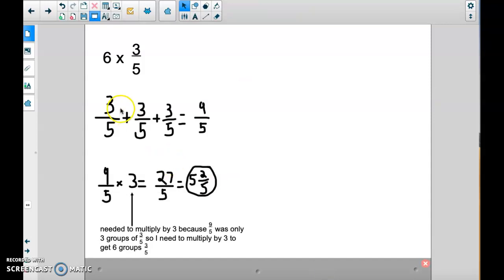So the way that I solved this is I broke it up. I did 3/5 plus 3/5 plus 3/5, and that's 9/5, right? So this 9/5, this is 3 groups of 3/5. So then I took that 9, and I know I needed 3 more groups, right? So I did 9/5 times 3 and got 27/5. And right down here, I said I needed to multiply by 3 because 9/5 was only 3 groups of 3/5, and I need 6 groups. Okay, so I got 27/5 with my answer being 5 2/5. So was I right? Did I make a mistake?